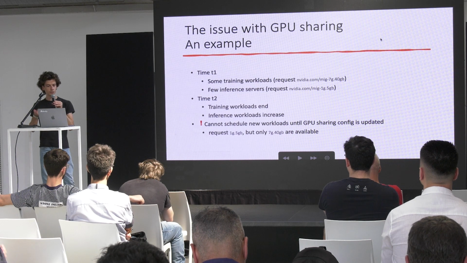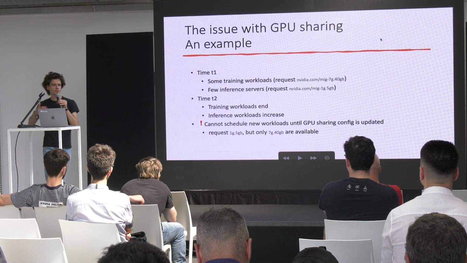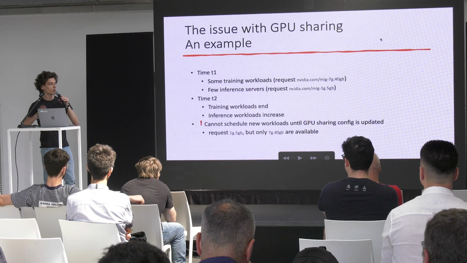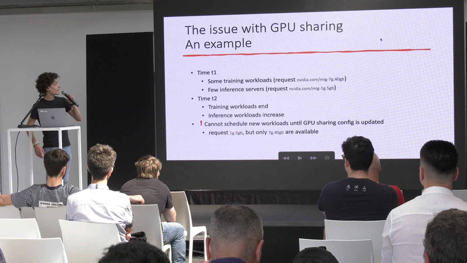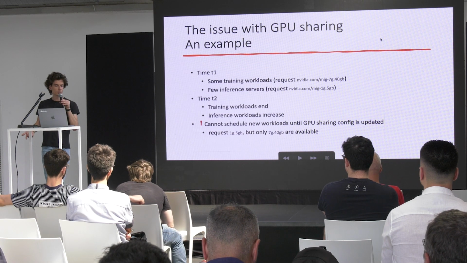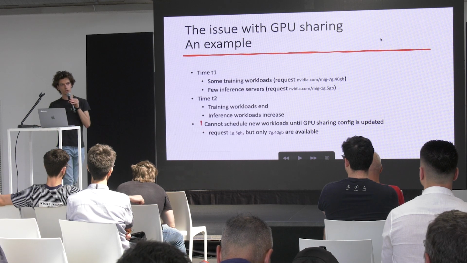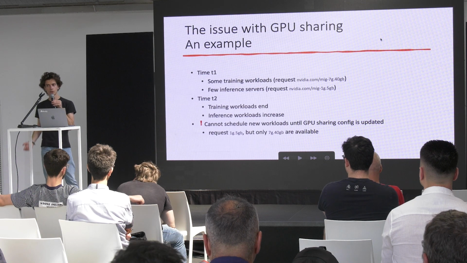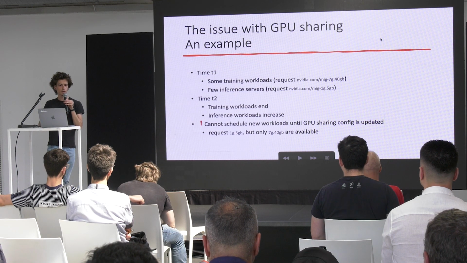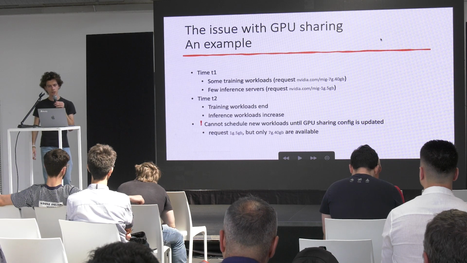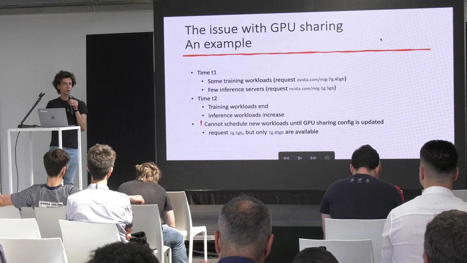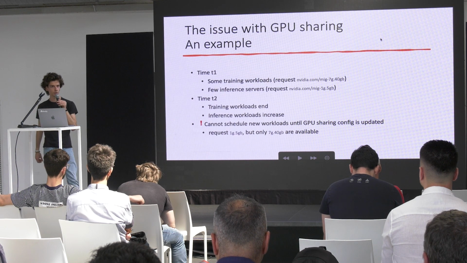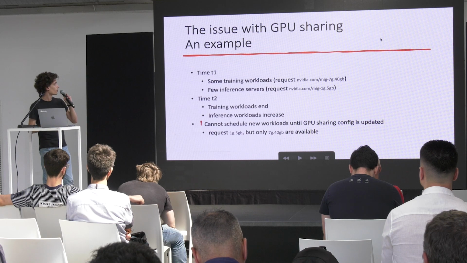However, at time T2, the training workloads end, and for some reason, the inference workloads increase, because maybe an autoscaler kicks in, or maybe I just deploy more inference servers. And the problem is that the configuration of the GPUs doesn't change. So I still have many 7g.40gb resources and very few 5 GB slice resources. So my new pod cannot be scheduled because the inference servers request 5 GB resources. And at the same time, my GPUs are not being used because they are being exposed as 7g.40gb resources. And this is the main problem.